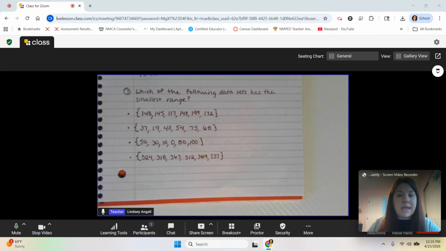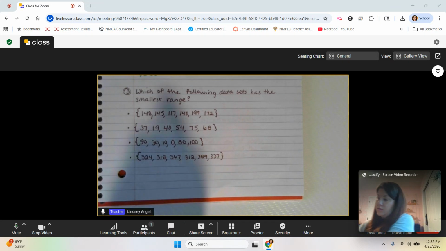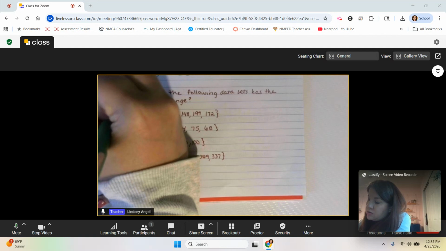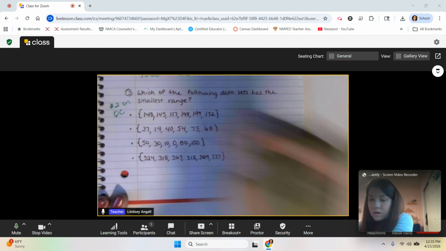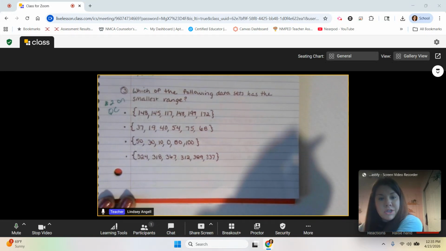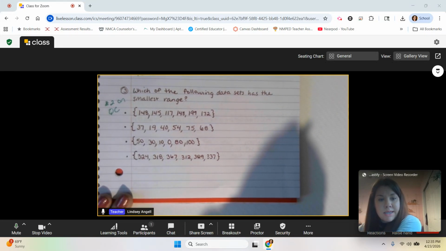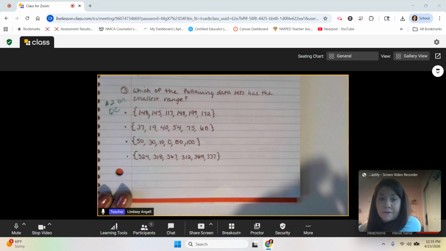For number 3, I didn't write which one from your quick check this is from. Let me see if I can find it real quick. Oh, it looks like number 2. Number 2 on your quick check. It says, which of the following data sets has the smallest range? So that tells me we have to find the range of every single one of these options in order to know which one is actually the smallest.